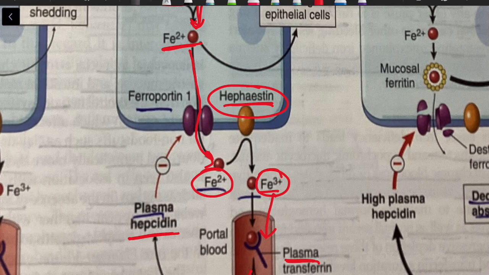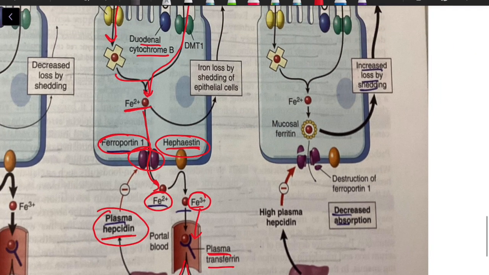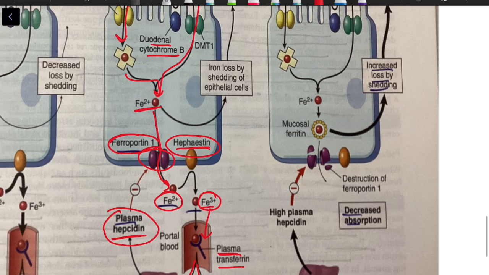How does it regulate? The plasma hepcidin causes the degradation of ferroportin, this protein. So in a normal person the levels of hepcidin are normal, they are neither increased nor decreased. So this balance is maintained and the iron absorption is normal.